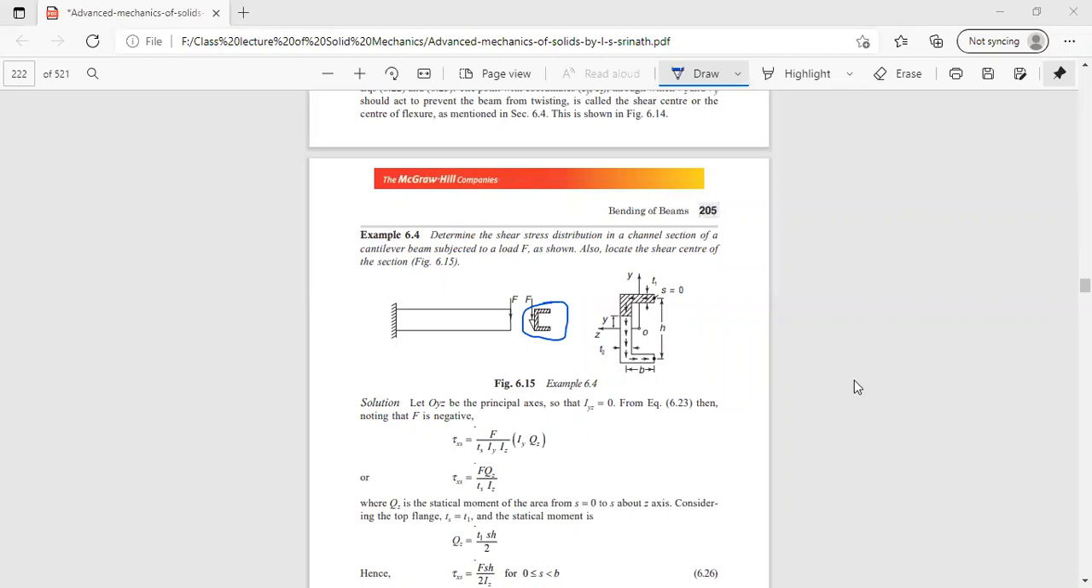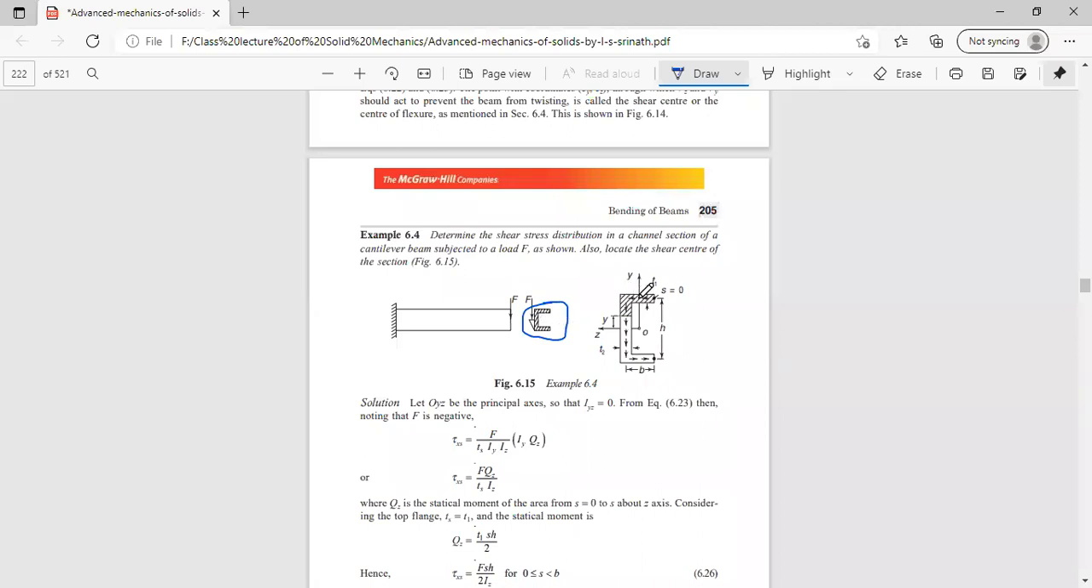Now, in this problem, the cross section of the beam is in the shape of a channel, and it is embedded in the wall. So it is a cantilever beam, and it is subject to the load F, which is shown not acting over the body of the channel itself, but over some projection of the channel. So it is away from the center of gravity of the channel.